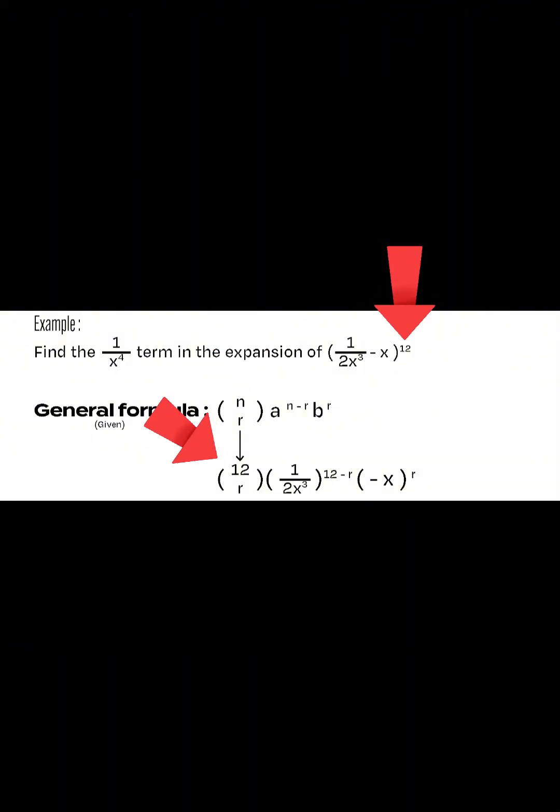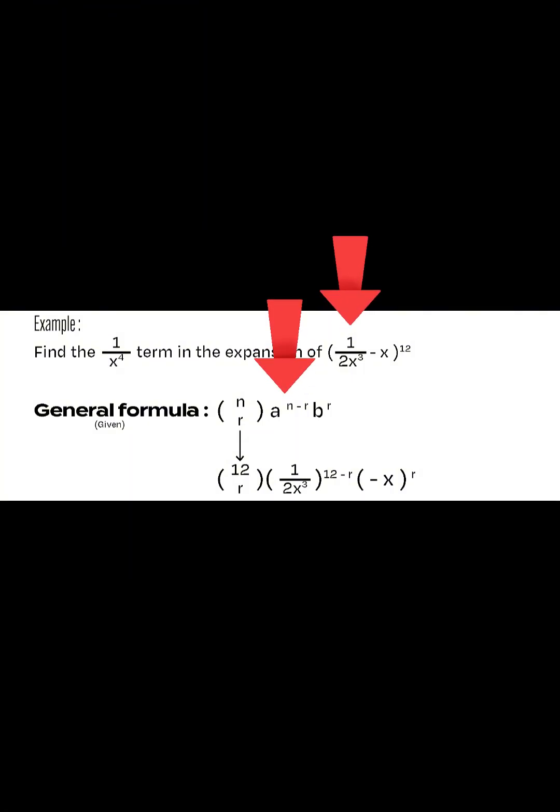And the r, we're going to leave it alone because that is an unknown that we are going to try to find later on. Now, the next thing we're going to fill in is the a to the power of n minus r. We fill in a by writing down the first component of the bracket, which is the 1 over 2x^3. And we're going to put it to the power of n minus r, where n is 12 again. Now, the next thing we're going to do is write out what b is. So b is the second component of the bracket, which is negative x. Now, don't forget to put the negative sign. So we're going to put this negative x to the power of r. Okay, so congratulations, you have the general formula for this binomial expansion.